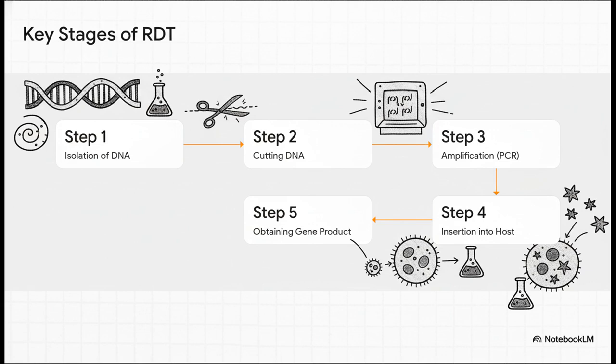First, you have to isolate the DNA. Then you cut it up. Then you make millions of copies of the specific gene you want. Next, you insert that gene into your host cell. And finally, you get that host cell to produce whatever it is you've programmed it to make.